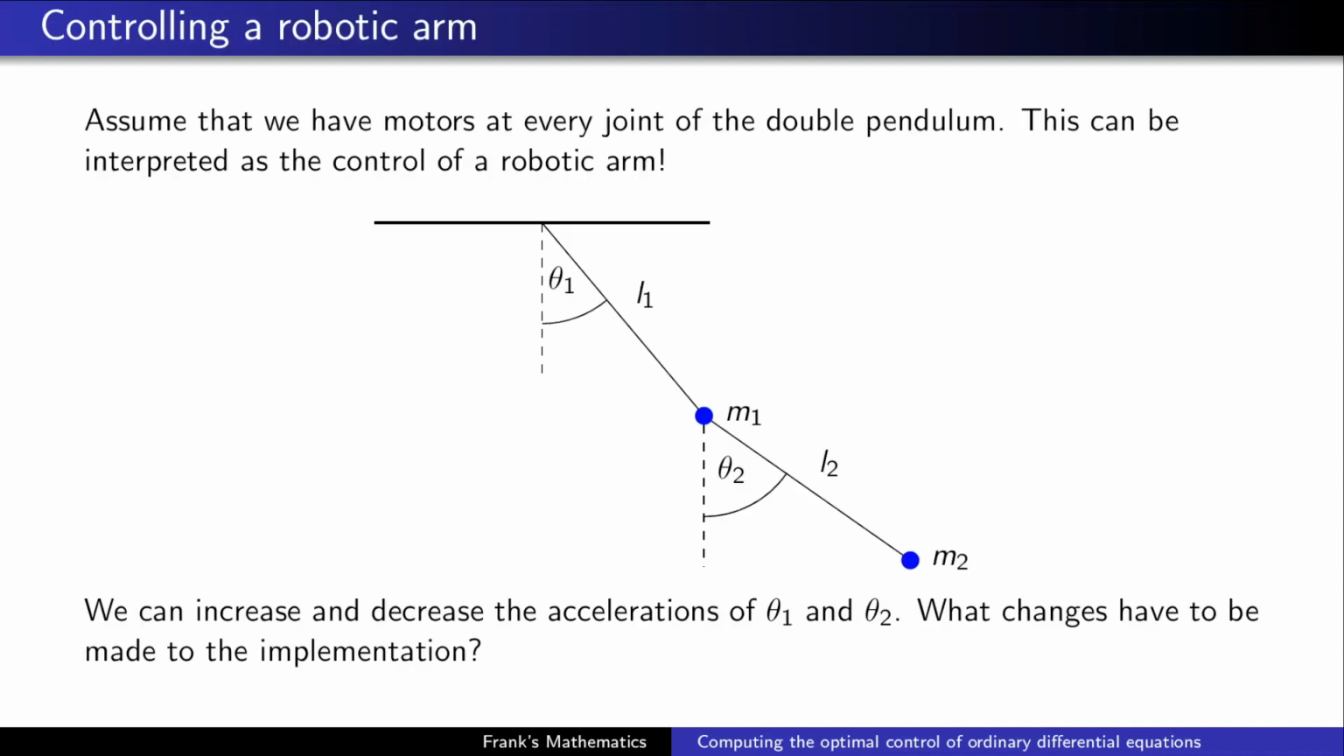So in the end, let's make the problem a little bit more complicated. Now assume that we can also control the acceleration of theta 2. So again, we have a rotor or motor at the joint here. This means that we can control the whole pendulum, which now can be interpreted as the control of a robotic arm. The question is, what changes have to be made to the implementation? And the answer is, not many.